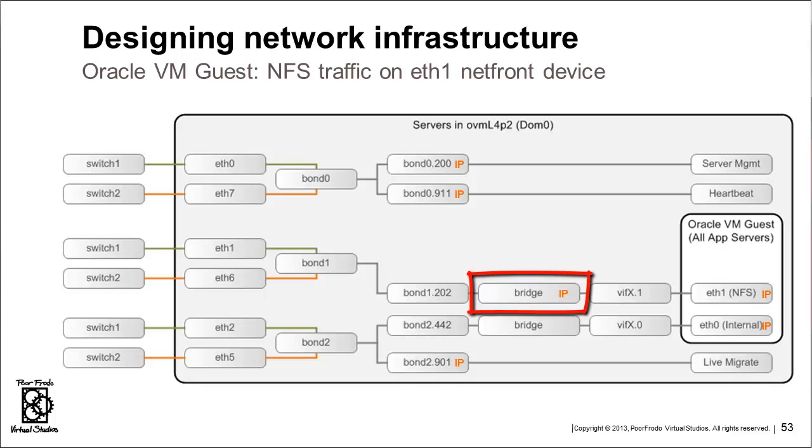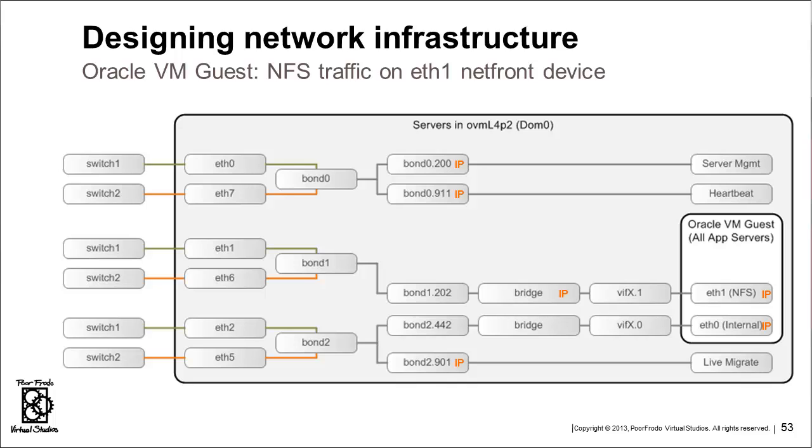Notice that the IP address for DOM0 is added to the Xen bridge, not the Bond 1 VLAN 202 device, like I have on the other devices there. That's normal. It's also very important to understand that there is no way to assign IP addresses for the guest operating systems in the Oracle VM Manager.